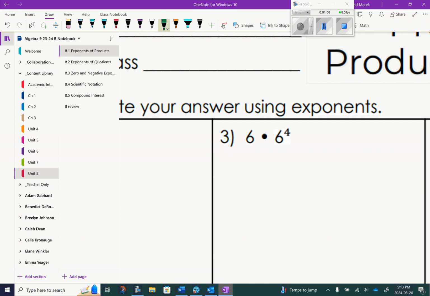For number 3, 6 times 6 to the 4th, remember, if there is no exponent, it's implied to be to the first power. So this is 6 to the 1 plus 4 power, 6 to the 5th. Again, very large number. Just leave it.